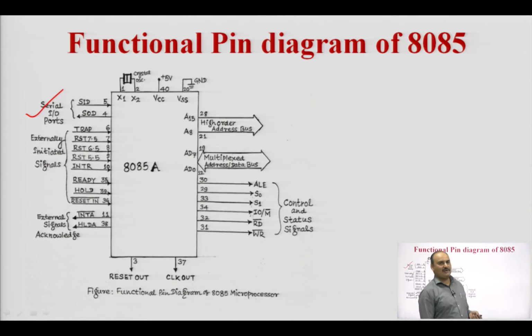Pin number 1 and pin number 2 are used to connect the crystal oscillator of about 6 megahertz clock frequency, and this clock frequency is divided internally by 2. So, the resulting frequency is 3 megahertz, which is used by the microprocessor for its operation. Pin number 40 is used to connect the plus 5 volt DC. This is used for VCC, and pin number 20 is the ground pin. So, this is the functional pin diagram of the 8085 microprocessor.